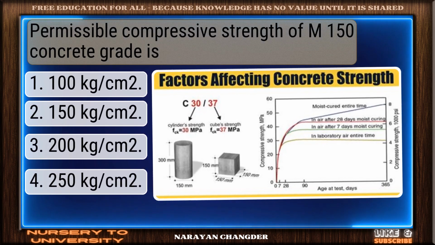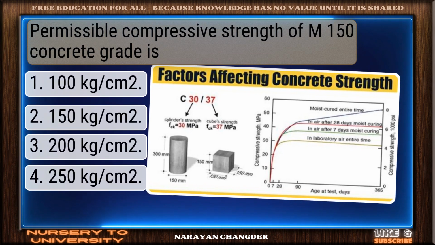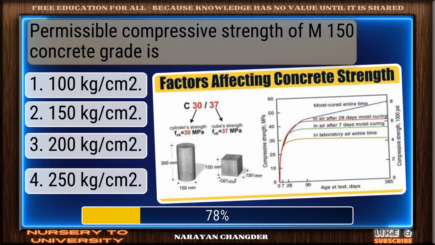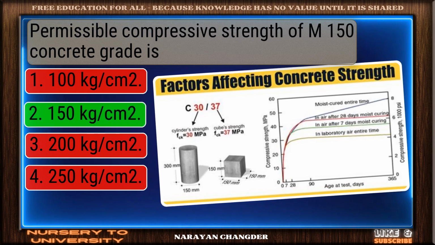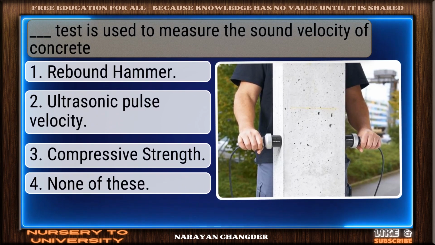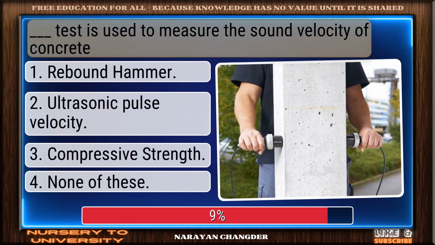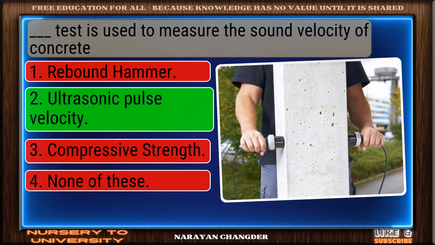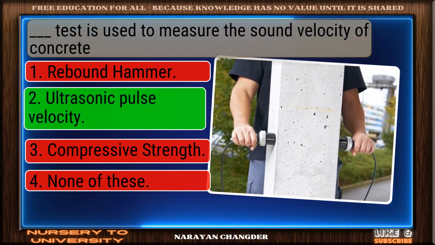Permissible compressive strength of M150 concrete grade is. Solio 50 Kajik CM2 is a valid choice. Dash test is used to measure the sound velocity of concrete. Correct. Ultrasonic pulse velocity is the right answer.